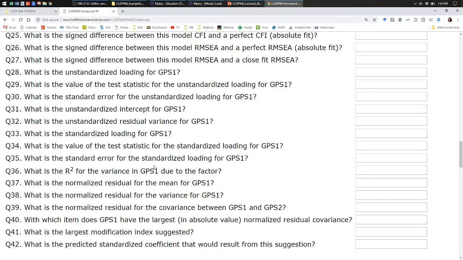What question is that? 27. Oh, yes. So I'm trying to get you to remember the definition of absolute fit for RMSEA versus close fit. So what is the best possible RMSEA that one can have? 0. What is close enough? That's close fit. What is it? 0.05. So how far off you are will be different for each of those standards.